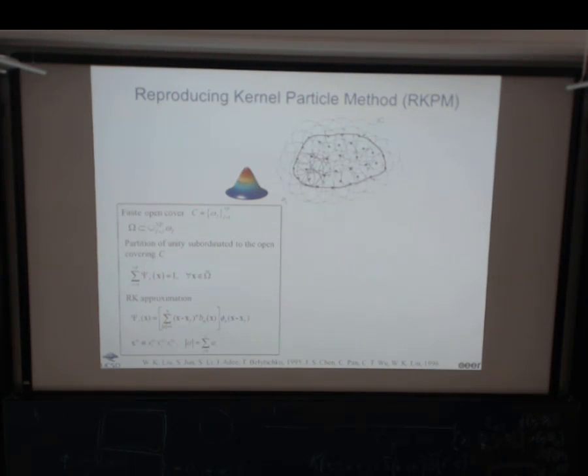Shepard function will do the job, right? For every open cover, you have a function, you just divide by the sum of all the functions. Of course, they sum up to 1. But of course, this converges really slowly.